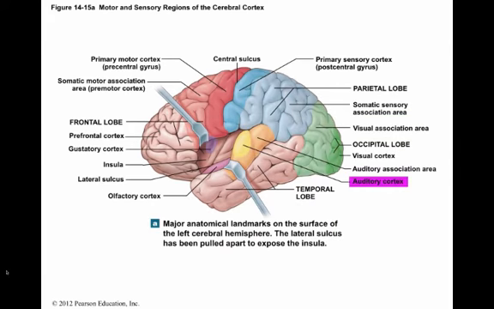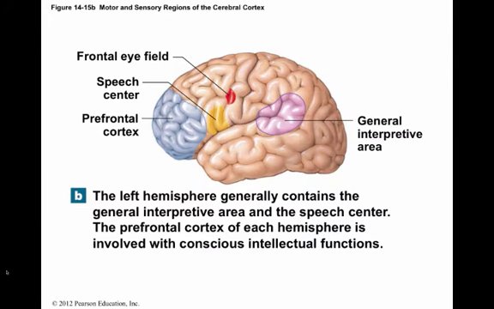The temporal lobe contains the auditory cortex and the olfactory cortex. The integrative centers are areas that receive information from other association areas and direct complex motor activities.